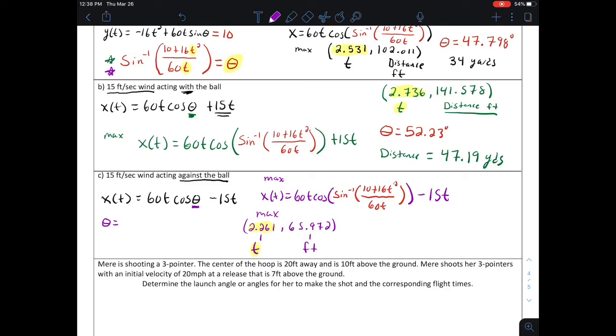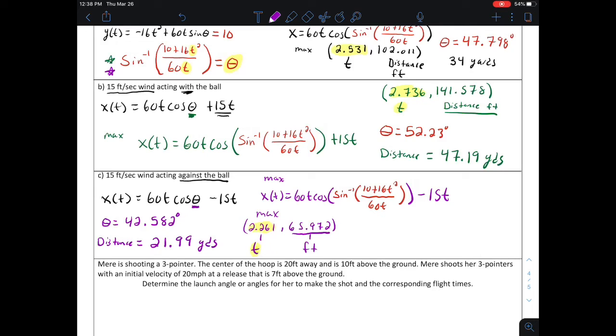And when I do that, I get a launch angle, when the wind's acting against the ball or the flight path, of 42.582 degrees. So he has to kick the football a little bit lower to get it to go that maximum distance of 65.972 feet. And the distance in yards, if I divide 65.972 by 3, is 21.99 yards.